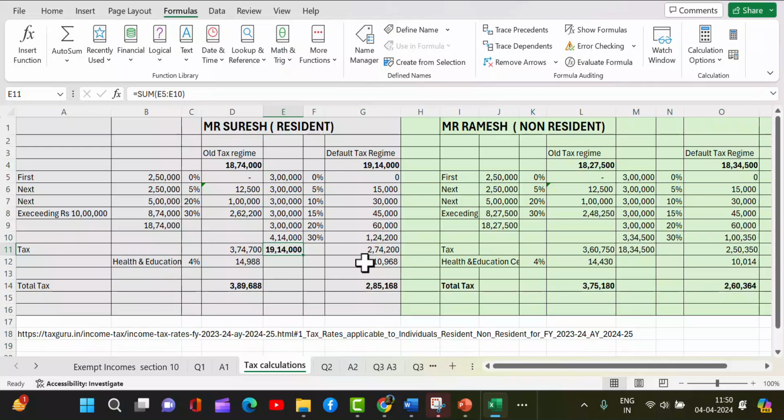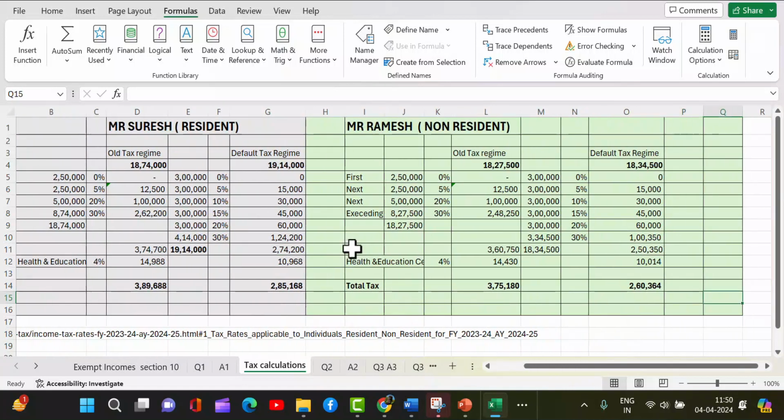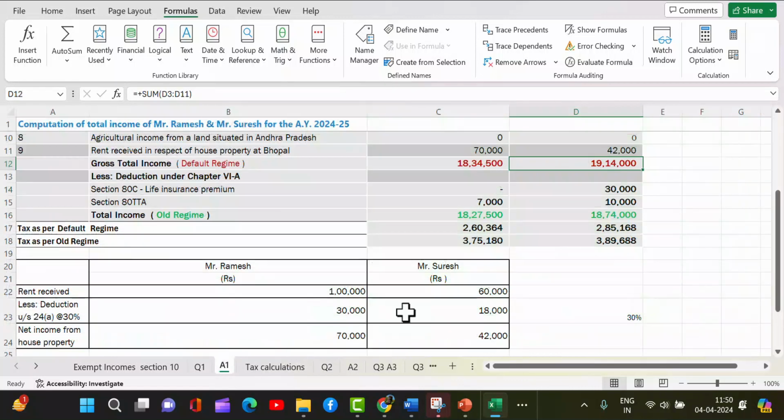Okay, fine. Now, if you look at the total tax of 2,74,000, this is what you are paying on the amount. Now, in case of Ramesh, for example, his old regime was 8,27,000 and the new regime, default regime was 8,34,000, because he had only one deduction, which was 7,000.